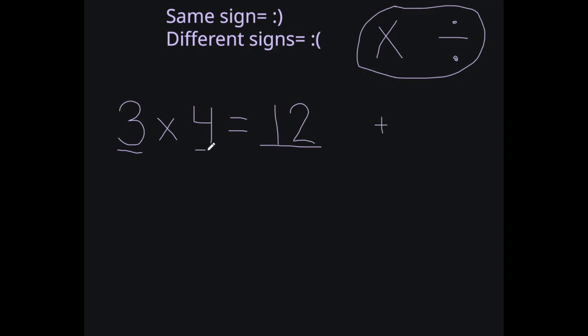we have positive 4, we have Lucy barking. Let's look up here. They have the same sign, so we're going to give that a smiley face. They are smiling because they have the same sign, or how I like to think of it is they have 2 of the same eyeballs, so they're happy.